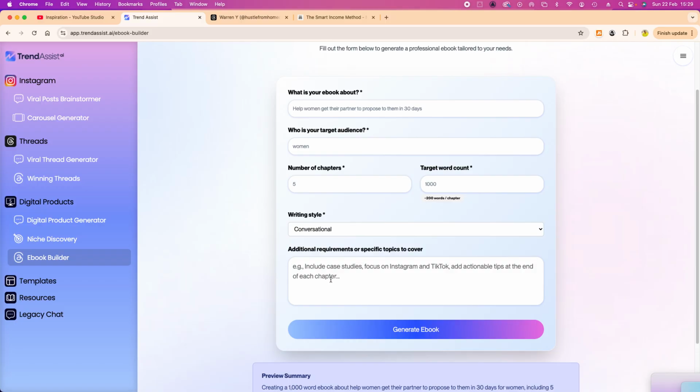So, like I said, requirements or specific topics to cover. How to, the psychology of men and why we marry in the first place. I like that. Why women must find their feminine to get a man on his knees.